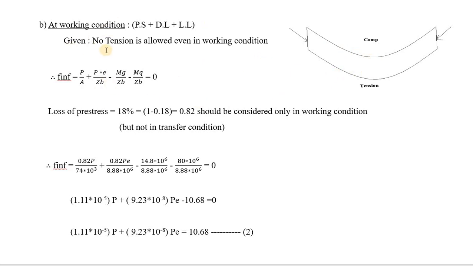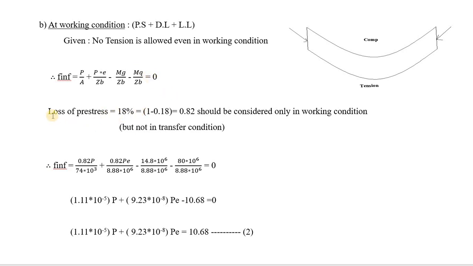In the question they have mentioned no tension is allowed even in the working condition. For this bottom layer, what notation do we have? We have it as F inferior. So because of this condition, you just equate F inferior to 0. Next, the loss of pre-stress. This is for the F inferior formula, and here don't make MQ as 0, as there is a live load here. We should consider moment due to live load also, so MQ will be present.